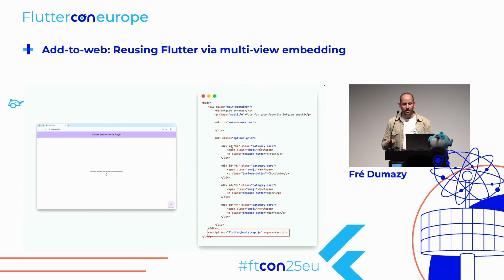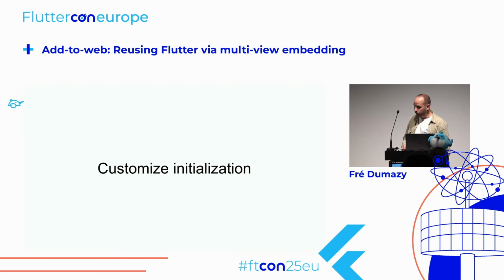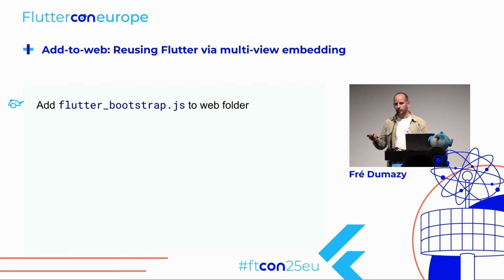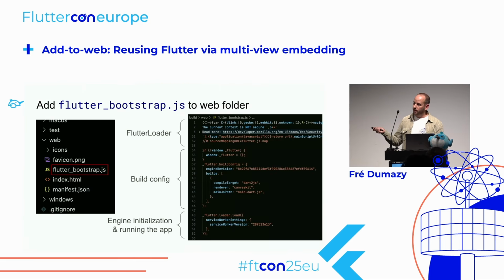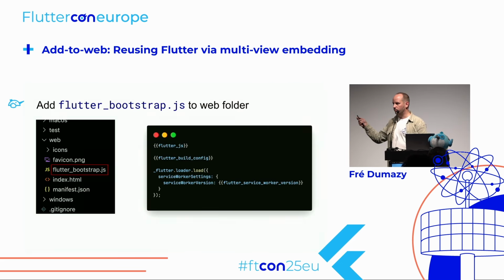Okay, so let's continue. How can we do that? How can we make sure that our Flutter web app is embedded in a different element? For that, we need to customize the initialization. The way we do that is by creating our own Flutter bootstrap file and adding it to the web folder. You remember the generated one that looked like this? We can actually replace that with a template that has several placeholders, and at build time, it will put the generated code inside that. That way, we get complete control over how and when we want to start loading up our Flutter app.